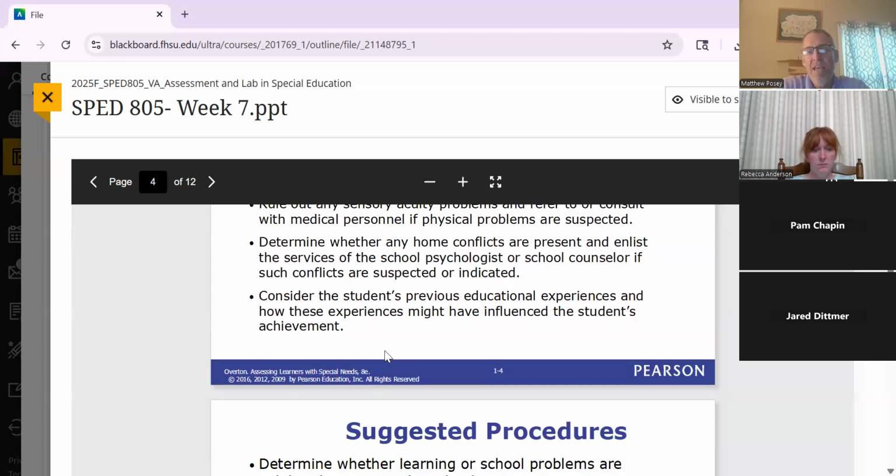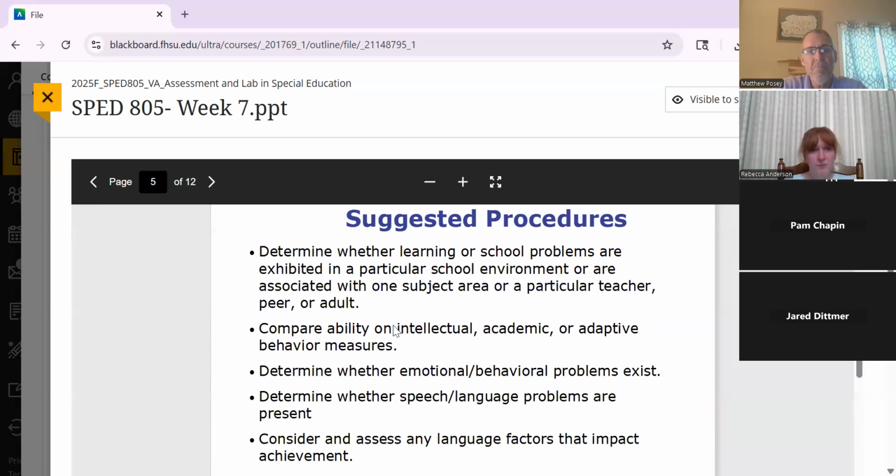And we also need to look at previous educational experiences and how those experiences might have influenced students' achievement. Okay. Again, here we're talking about continuing the procedures, looking at school problems, the school environment, could be a particular teacher, subject area that's a trigger for the student.